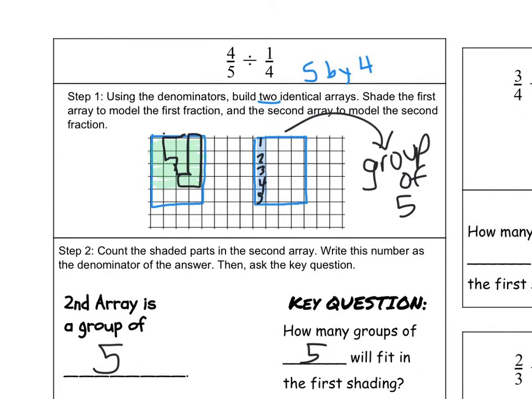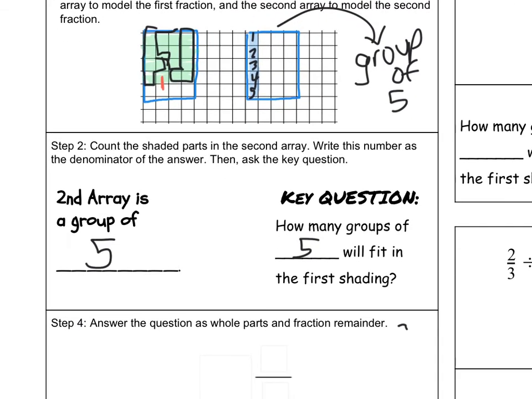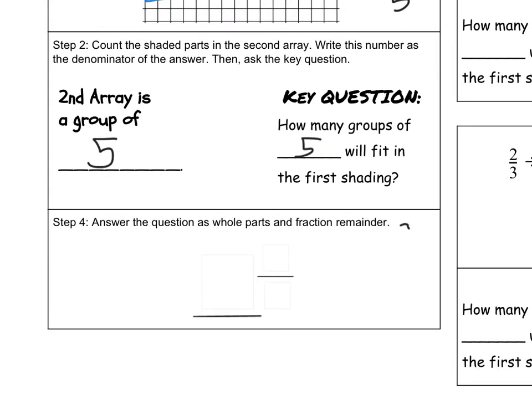1, 2, 3, 4, 5. So that's another group of 5. So I've got 3 groups of 5, and then I have one guy right here that's not in my groups. So my answer is I have 3 groups of 5, so I'm going to write that in. 3 whole groups of 5, and I have 1 of a group of 5 left over, and that's my answer.